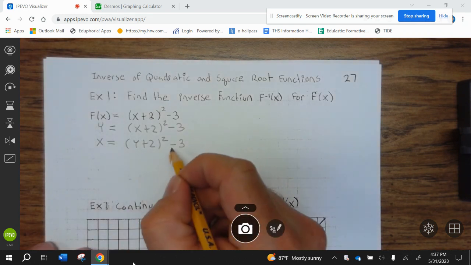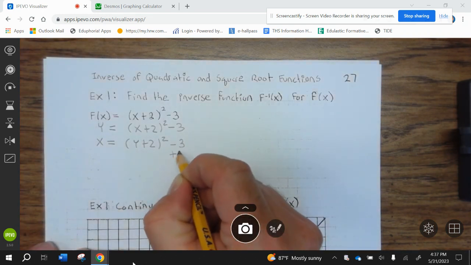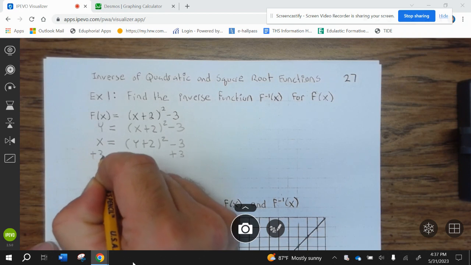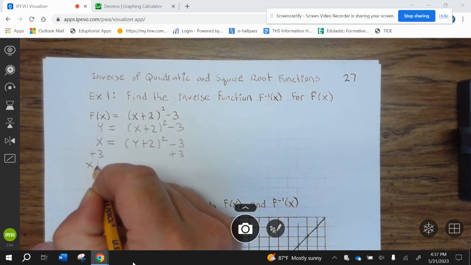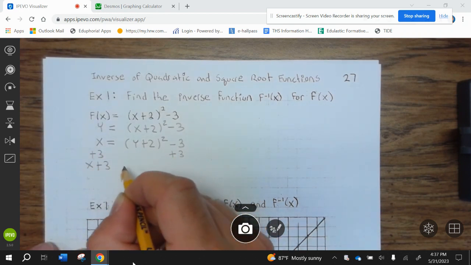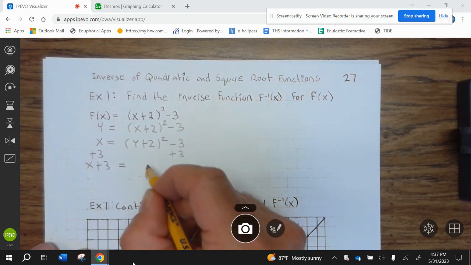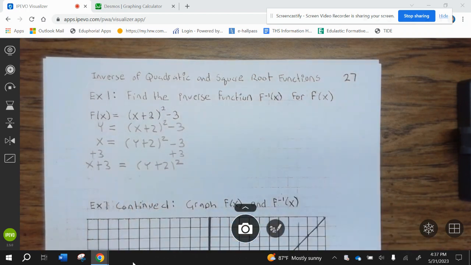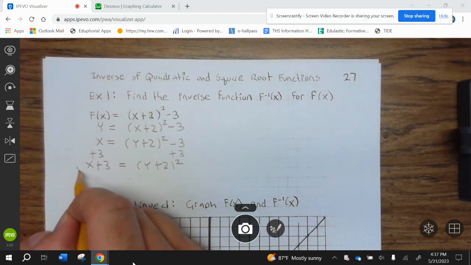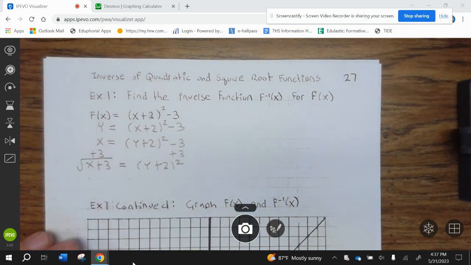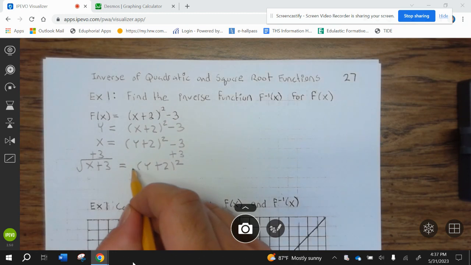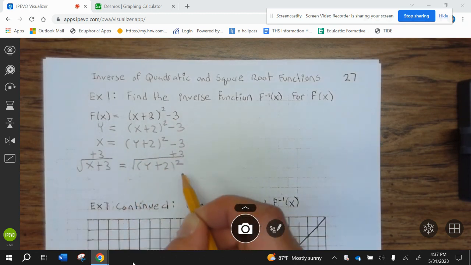Okay, now we solve for y. So add 3 to both sides. So that's x plus 3 equals y plus 2 squared. Now we take the square root of both sides. Now, normally we do plus or minus, but when we're talking about inverses, we're only doing the plus square root. Okay?